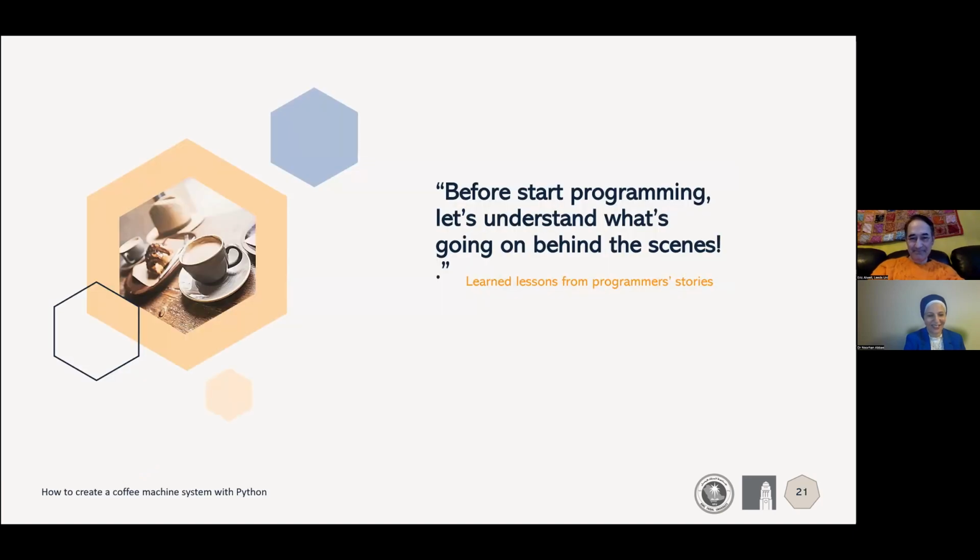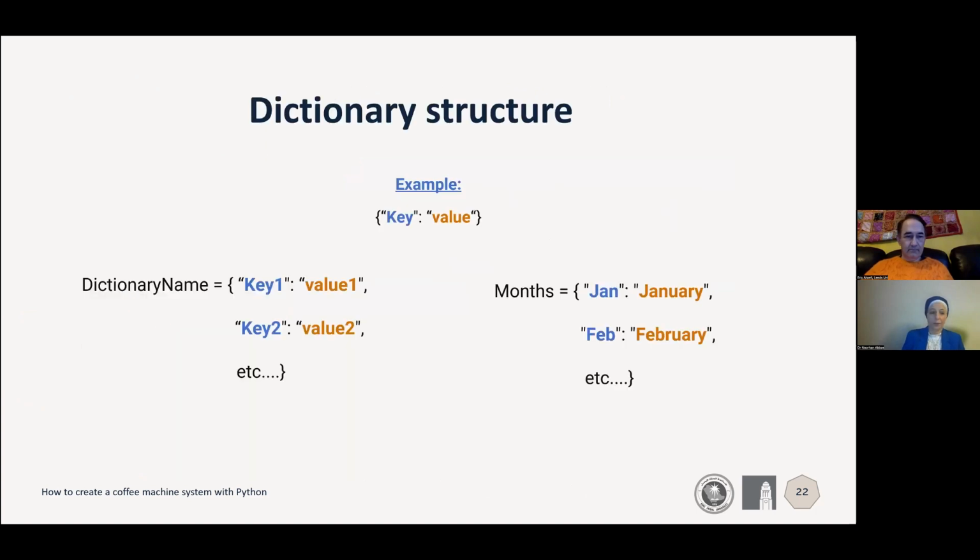Okay, now we are done with the first part, which is installing the software. To move on to the second part, which is programming and building the system, we first have to understand what is behind the scenes. So this is an example of a dictionary structure. It focuses on the key-value concept. For example, on the right side here, we can see key 1 and value 1, key 2 and value 2. This is the structure of the dictionary. An example here for the months: we have the abbreviation for each month and the full name.